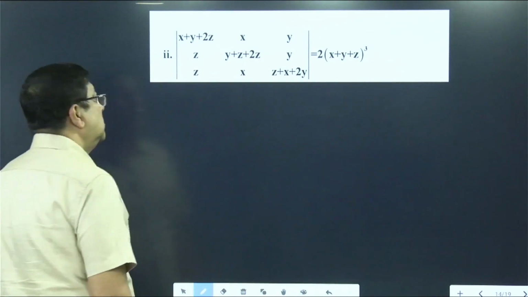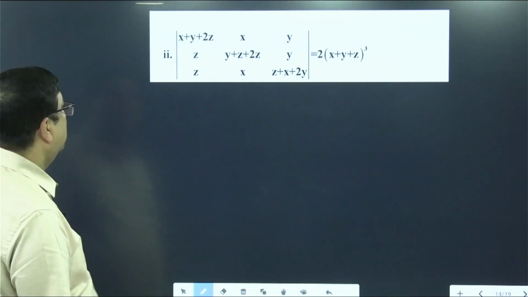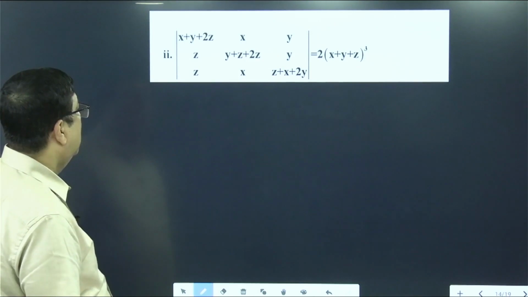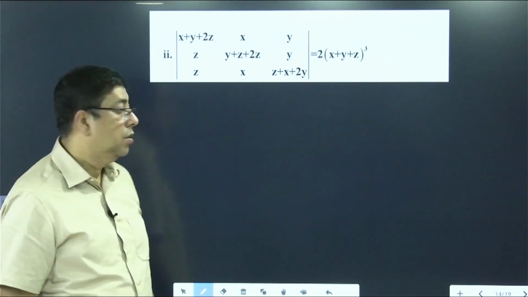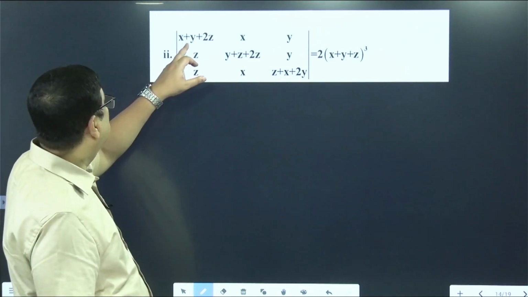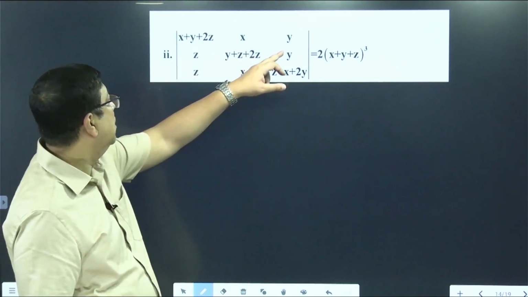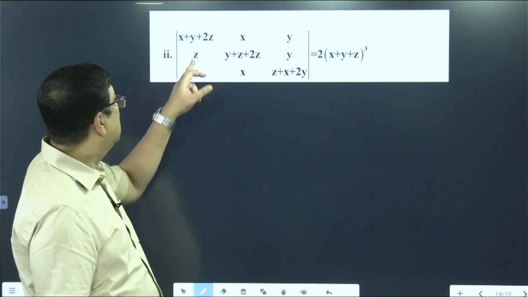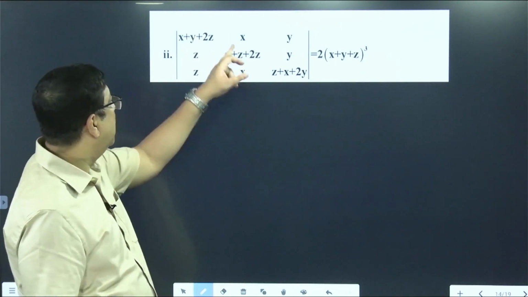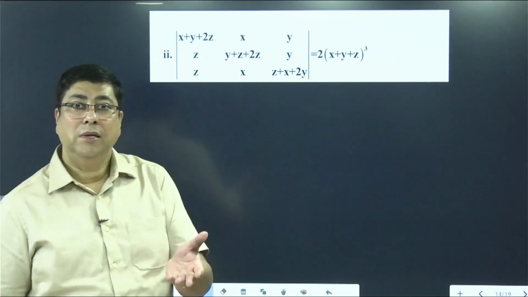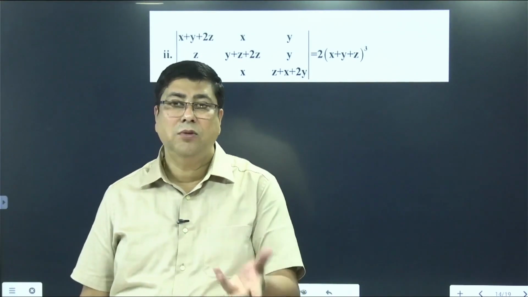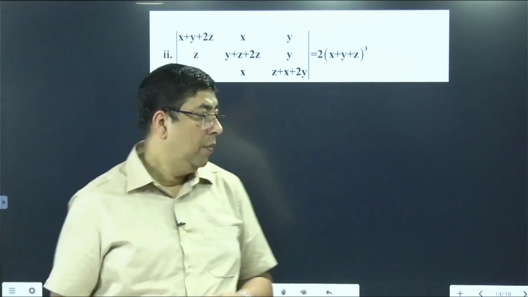This is another such sum, like the previous sum. For this sum, let us apply the similar process. So, x plus y, 2z, x, y. Let us apply on C1, C1 plus C2 plus C3, and we are getting the common, then R1 equals R1 minus R2, R2 equals R2 minus R3. In this way, we will proceed. Okay? So, let us proceed.